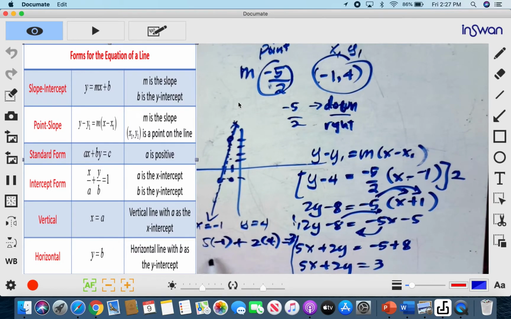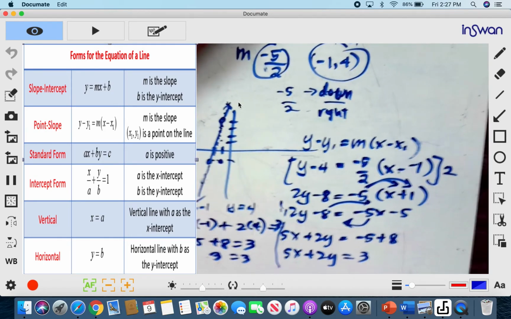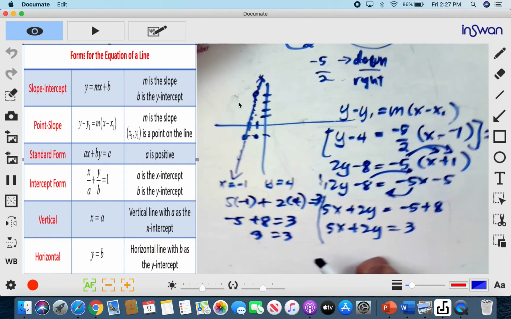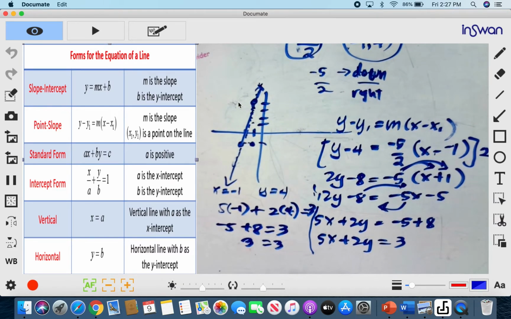Okay, so negative 5 plus 8 equals 3. And as you can see, 3 is equal to 3. So if a point passes through a graph, it means it will satisfy its graph. That's the reason why when you plug in the value of x in the equation, it makes it true. So that's how you check whether your answer is correct or not.